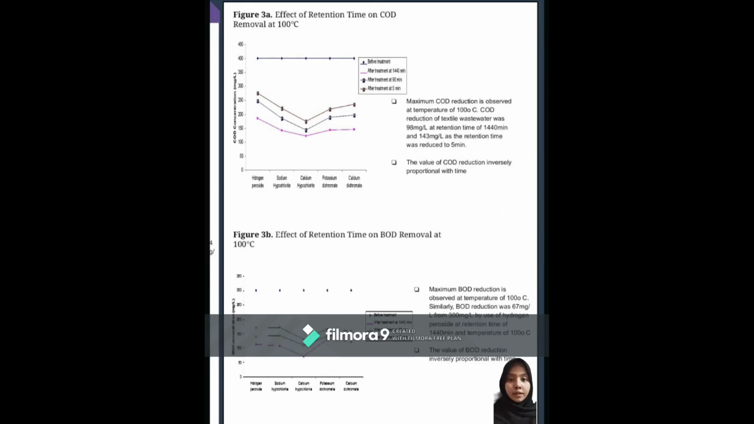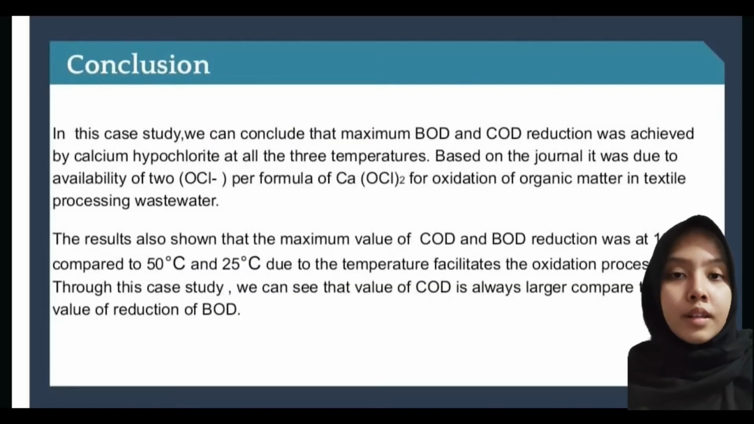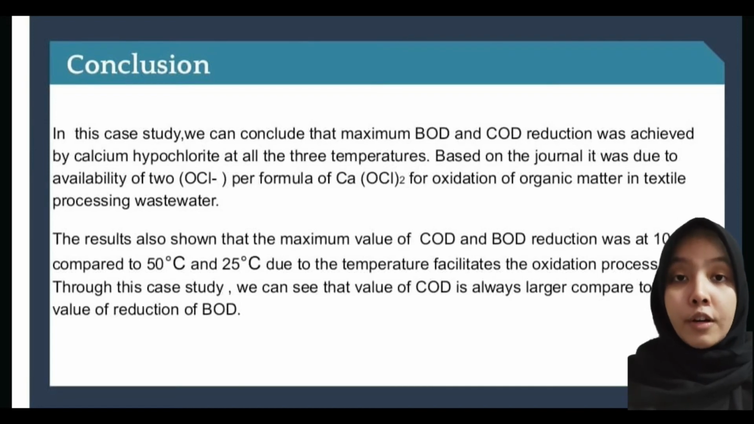For the final graph, compared to the previous graph, the value of BOD reduction at 100 degrees Celsius is the lowest, which is below 100 mg per liter. The value of BOD reduction is also inversely proportional with time. Through this case study, we can conclude that the maximum value of COD and BOD reduction was achieved by calcium hypochlorite at 100 degrees Celsius.